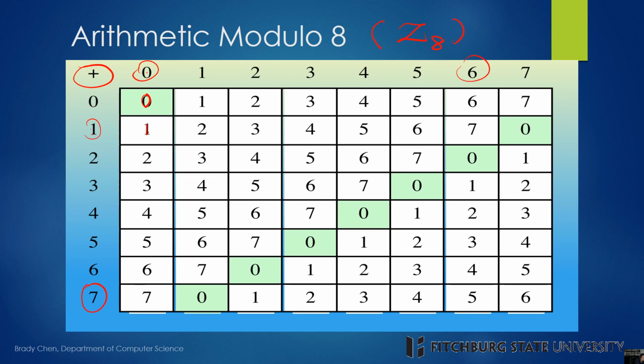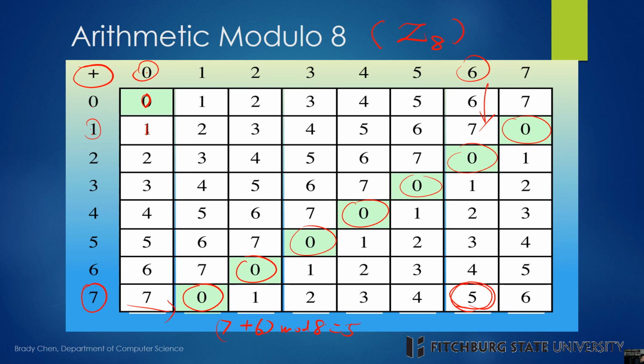What's the result? The result is going to be located in the intersection, in the cross. We draw the horizontal line along the 7, we draw the vertical line along the 6, and we find out the value is 5. So that means 7 plus 6 mod 8 is 5. Now we highlight certain of the special number 0 here.